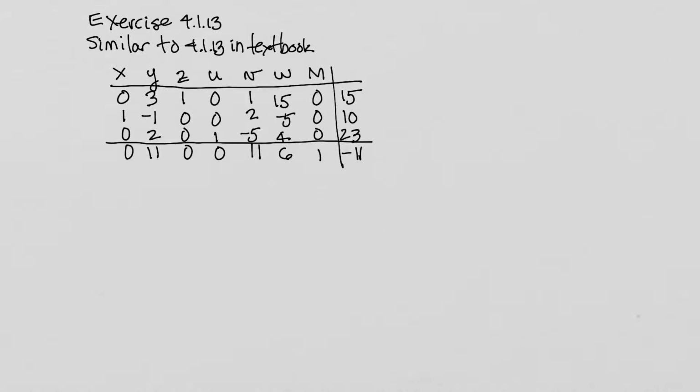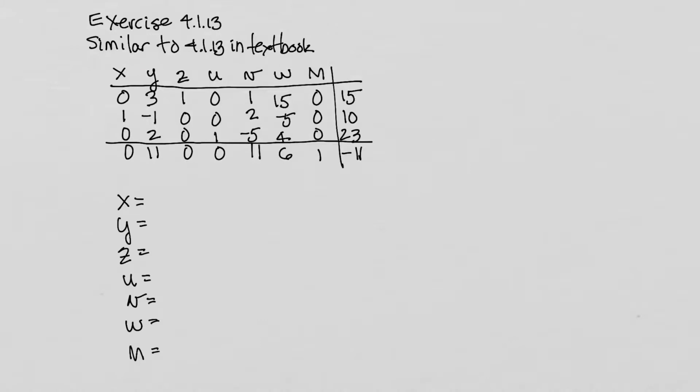This is problem 13, and it's pretty much like number 13 in the book, just some different numbers. In this problem, we're asked to find the values of x, y, z, u, v, w, so the variables x, y, z, and then the slack variables u, v, w, and then the value of m, whether that's a max or a min.